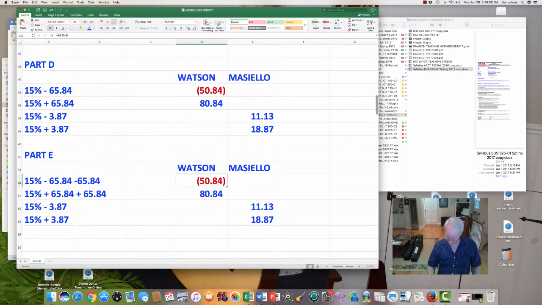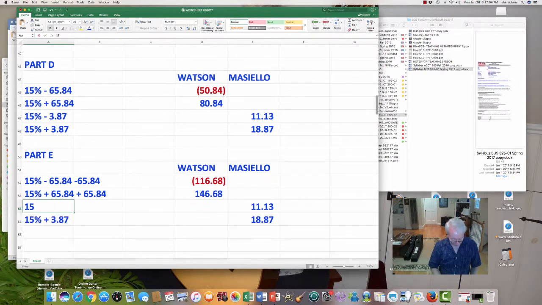Let's see where that puts us. 15 minus 65.84 minus 65.84. Whoa, big range. You could lose a lot of money there. This company could experience a huge loss. Let's try it going the other way. You can see that Watson's all over the map. Their return could be as high as 147%, as low as a loss of 116%.